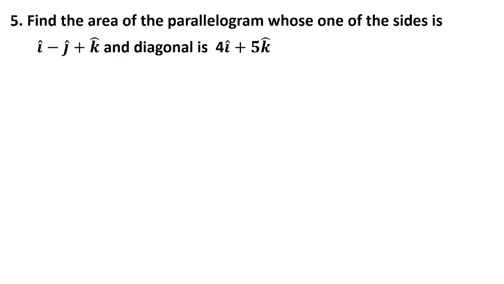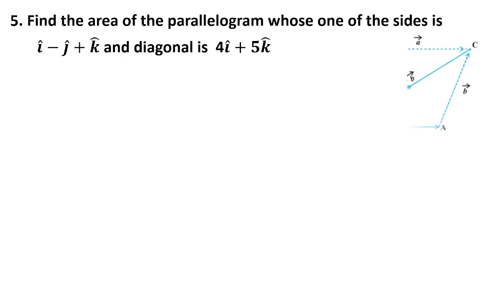Question number 5. Find the area of the parallelogram whose one of the sides is i minus j plus k and diagonal. Be careful, don't get tempted to directly start the problem that the area of the parallelogram is magnitude of A cross B. There A and B are adjacent sides of the parallelogram. But here side is given and diagonal is given.